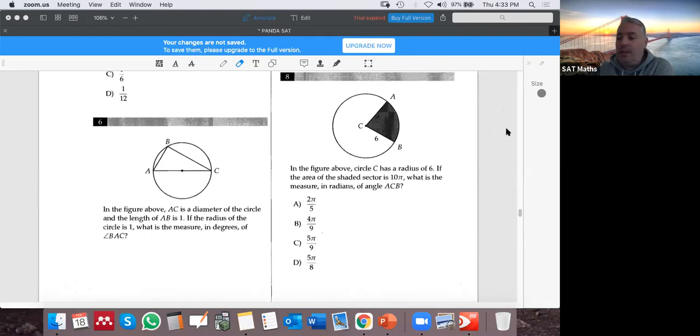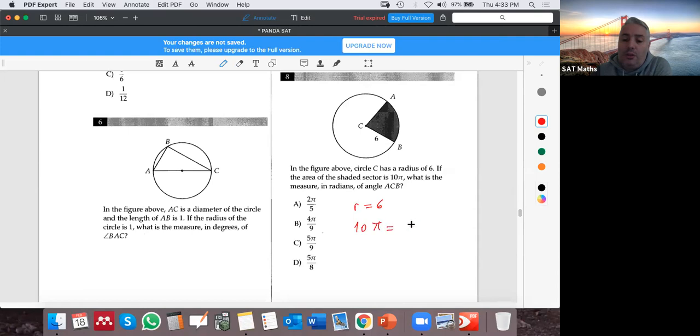The others will come. So when we look at the question, it says that in the figure, C has radius of 6. So C is the center. This is the radius. So radius is 6, we know. If the area of the shaded sector is 10 pi, so 10 pi is equal to alpha over 360 times pi times r squared. This is the formula which is given, 10 pi. What is the measure in radians? The angle ACB, which is alpha, is the question.